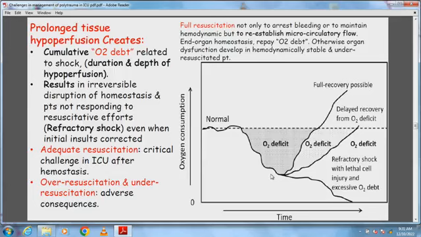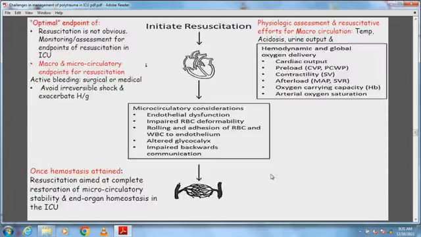This graph shows a normal state; after the hemorrhage, the patient develops an oxygen deficit. If it is replaced, then a full recovery is possible. Otherwise, oxygen deficit may lead to delayed recovery. And if it persists, then it can lead to refractory shock, lethal cell injury, and excessive oxygen debt. The endpoints for resuscitation include micro-circulatory and macro-circulatory.